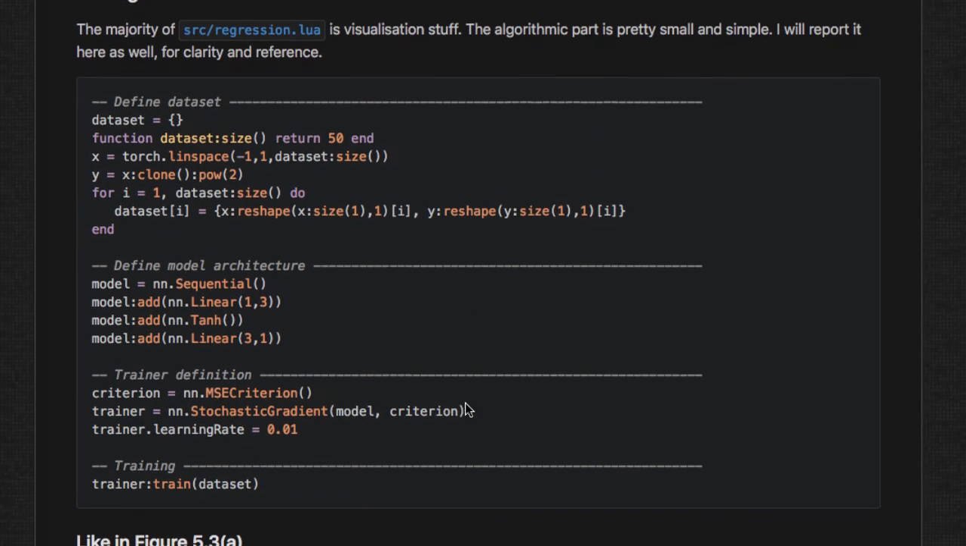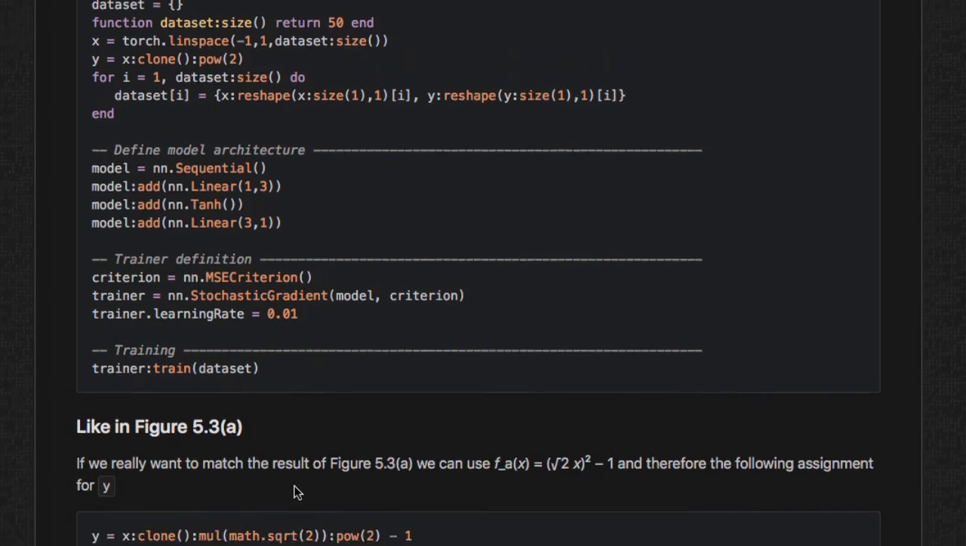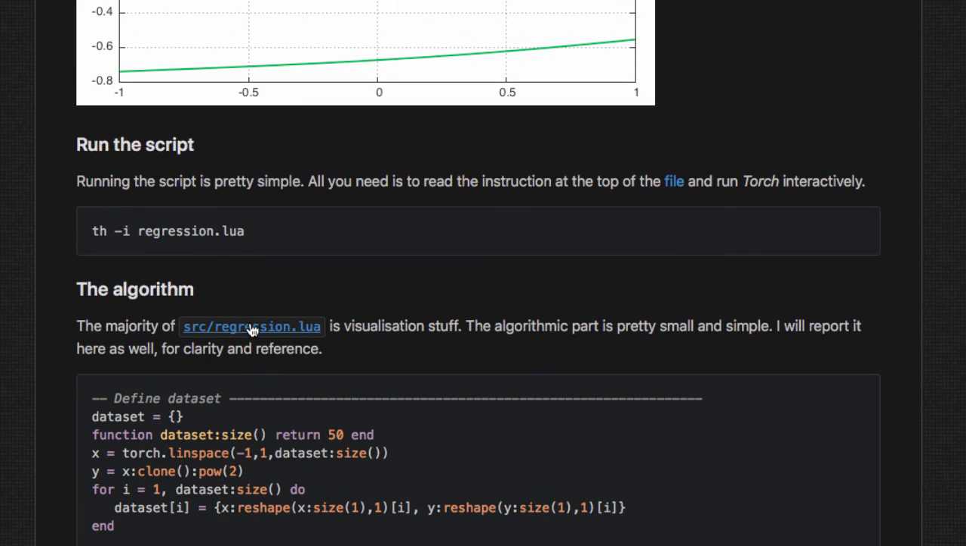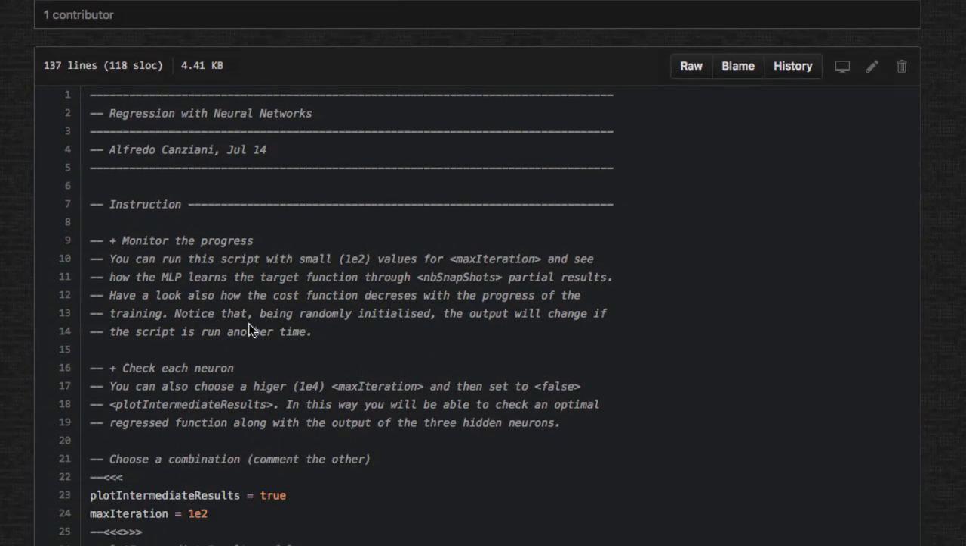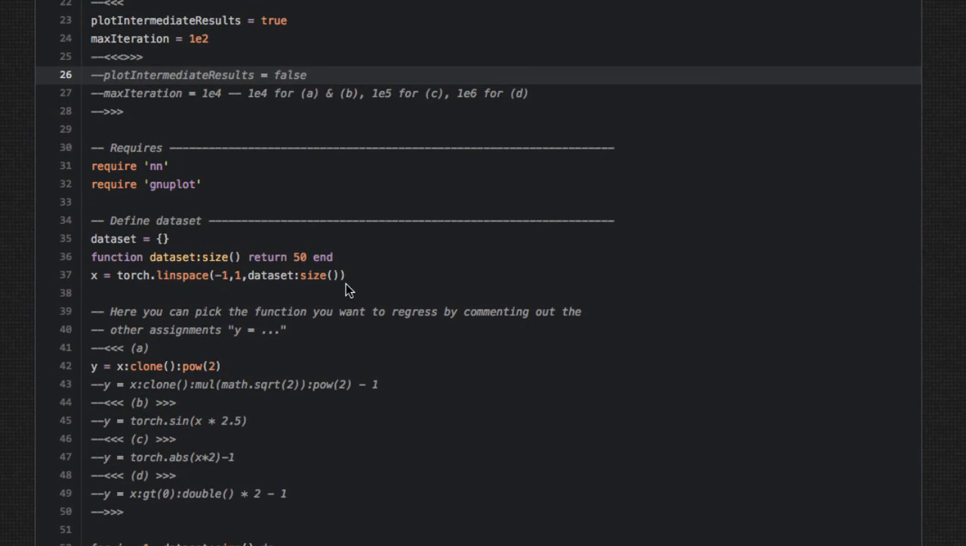So just go through the tutorial, and then there is the algorithm where I explain how I use the trainer for training on the dataset. And I highly recommend to click here on the source regression and actually play with the code. So read the description and use it interactively, so change some values and play around to understand better how it works. You have different modes. Just go through it carefully and you will get a lot of intuition and understanding, I believe.